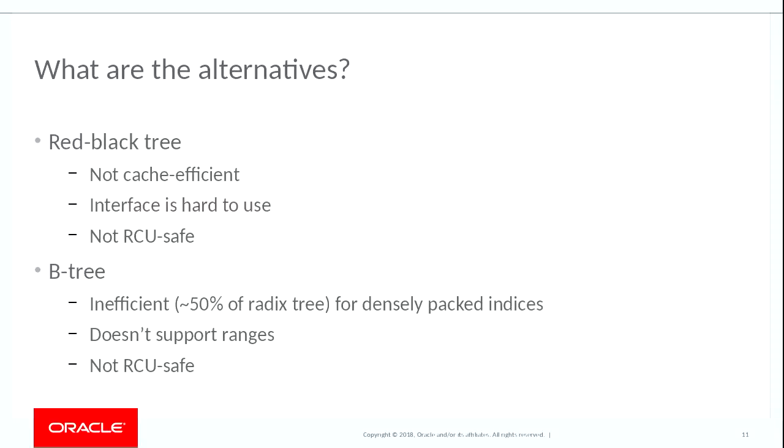Okay, so I'm pretty happy at this point with the XArray API, but it's time to look at what we do about the back end. As I said, we already have a red-black tree in the kernel. Red-black trees are not very cache efficient.